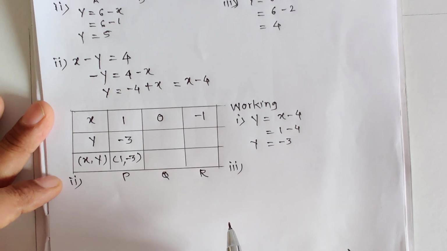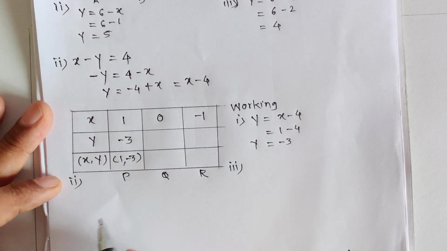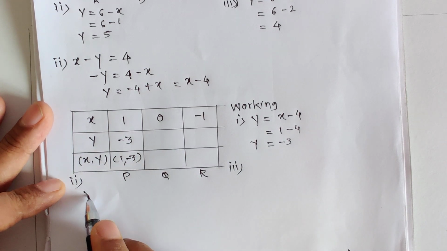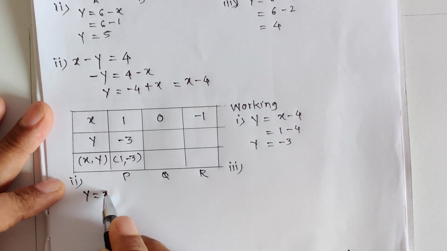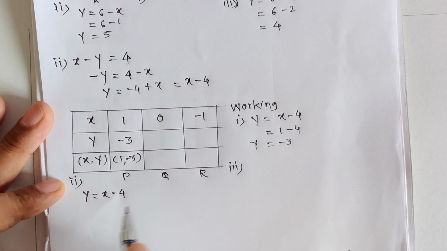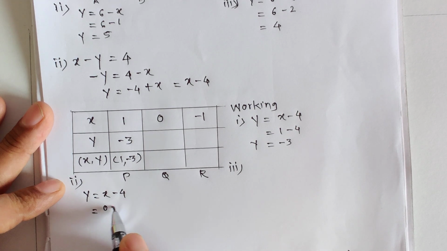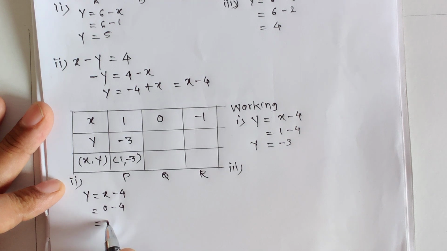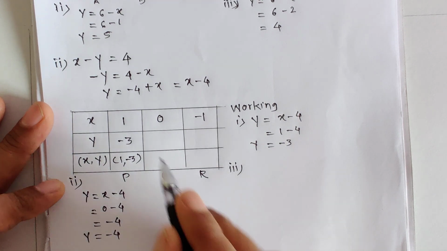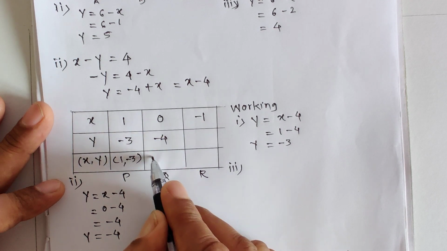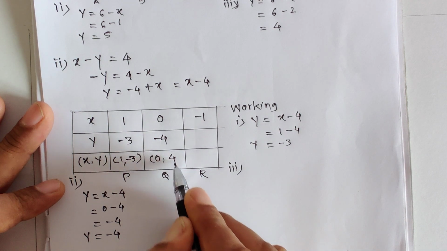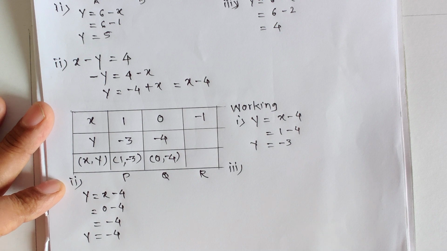Now find the coordinates of the second point. Write the equation y is equal to x minus 4. So we get 0 minus 4 is equal to minus 4, which means y is equal to minus 4. So the coordinates of the second point Q are (0, -4).